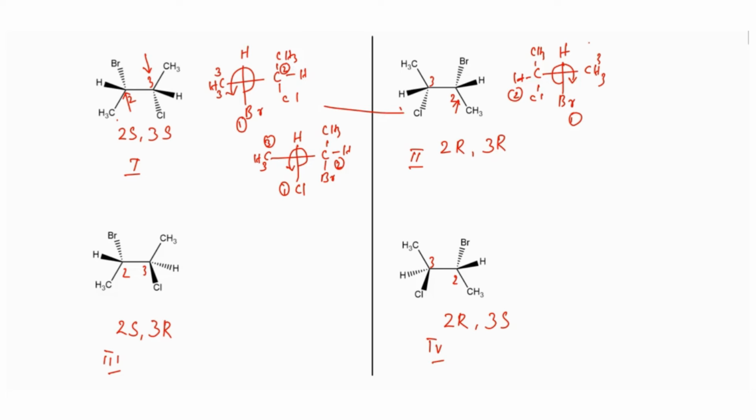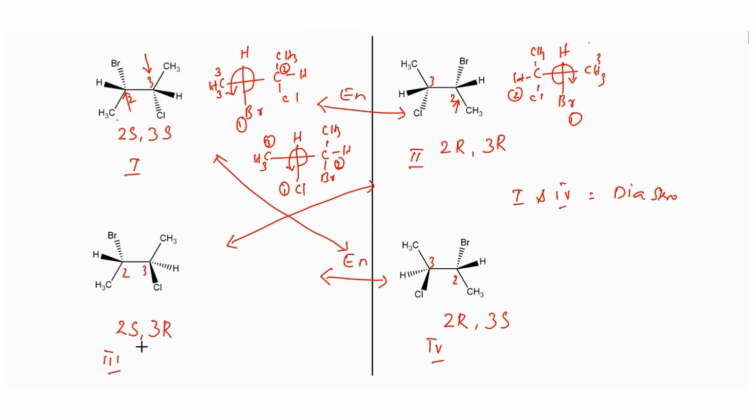That means 1 and 2 are enantiomers. Compare 3 and 4: 2S, 2R, 3R, 3S. That means 3 and 4 are enantiomers. What about 1 and 4, and 2 and 3? Let's take 1 and 4. You see, 2S, 3S, 2S, 2R. Here it is opposite. And 3S, 3S. You see, these are non-mirror images. That means 1 and 4 are diastereomers.